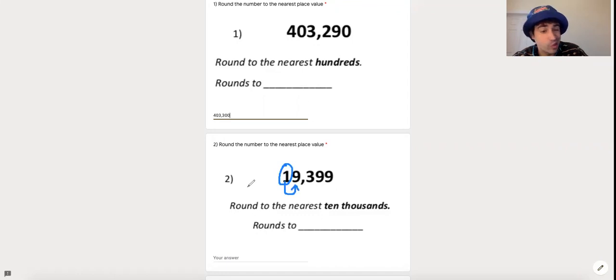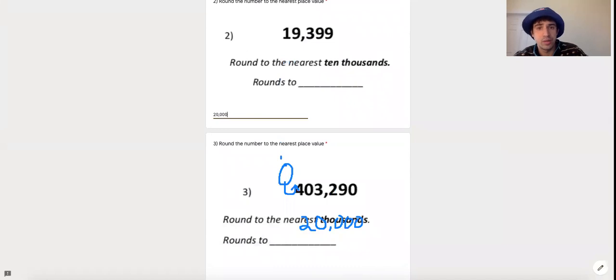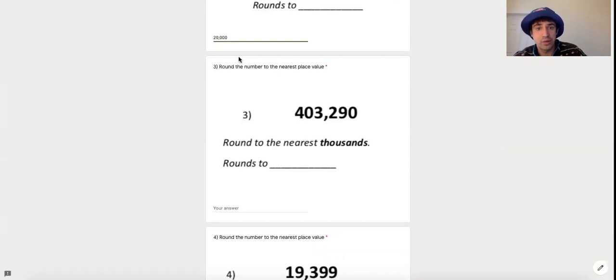my 9-digit. We just said 9 was greater than 5, so I'm rounding up. There's no digit before my circle digit, so the first thing I'm going to do is add 1 to 1, which is 2 in the 10,000s, and then every digit after, the thousands, hundreds, tens, and ones, all becomes a 0. So I need a 2, 0, comma, 0, 0, 0. 19,399 when rounded to the nearest 10,000 is 20,000.